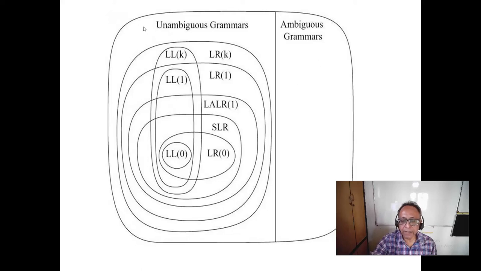Diagram. I've taken these from the textbook. Needless to say, these are all context-free grammars. And this right-hand portion is ambiguous grammar.